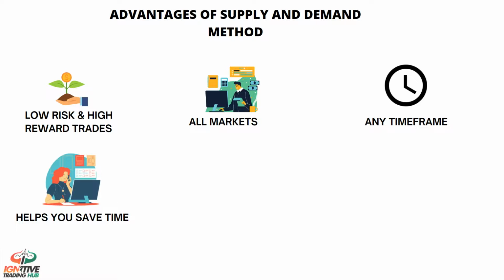The third advantage is any time frame. You can trade supply and demand in any time frame, whether it's a monthly time frame, weekly, daily, 4 hour or 2 hour. There are more other time frames, as you know. So you can trade supply and demand in any time frame, as long as you follow a certain rule based method. Then the last one is it helps you to save time. When you're using this method, you don't have to be on your screen the whole day. It can only take you 2 to 3 hours to analyze your chart, set orders, and do everything. Then you can attend your social life or anything else.